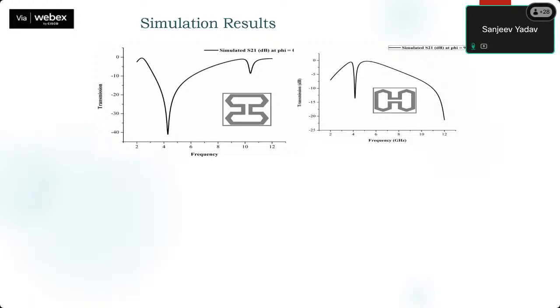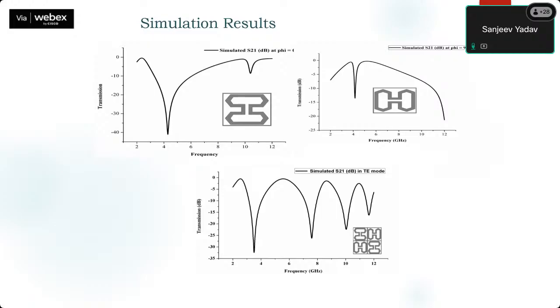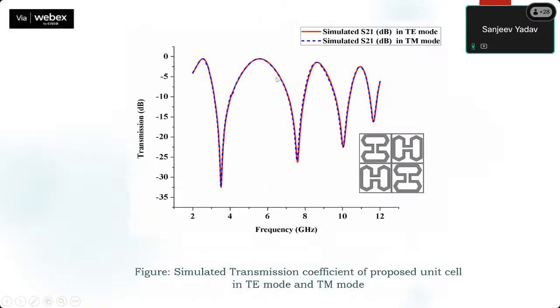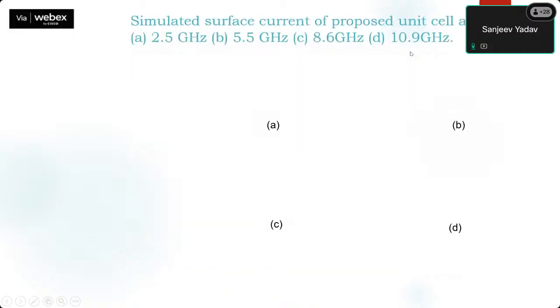You can see that for the I the result is different, and for the H the result is different. By combining the two in such a way, we are getting our four bands. You can see here 2.5, 3.5, 5.5, and here you can see we are getting the four bands for TE and TM mode: 2.5, 5.5, 8.6, and 10.9 gigahertz.